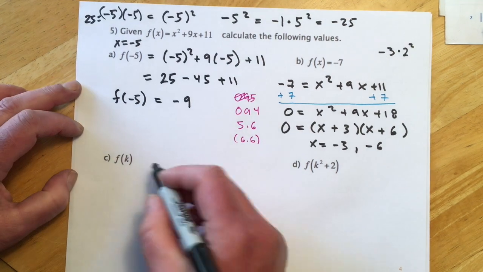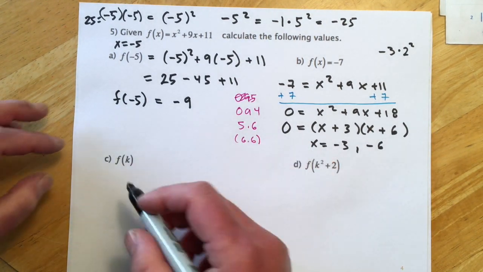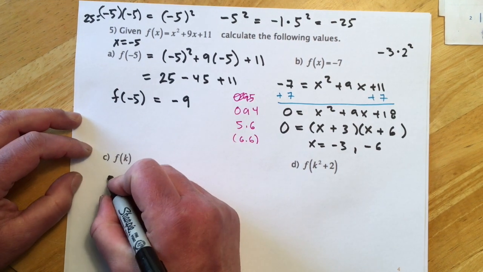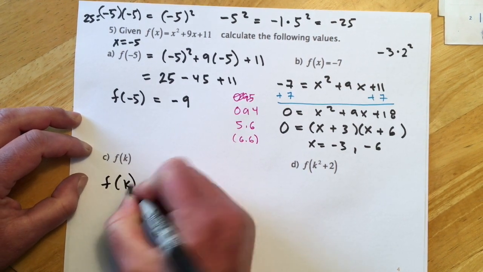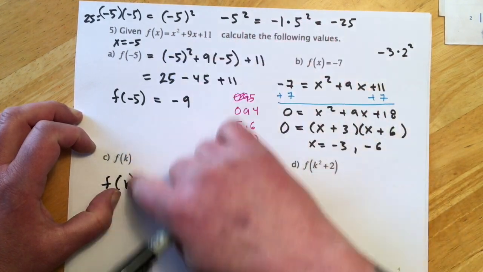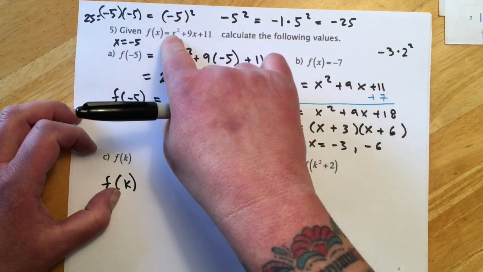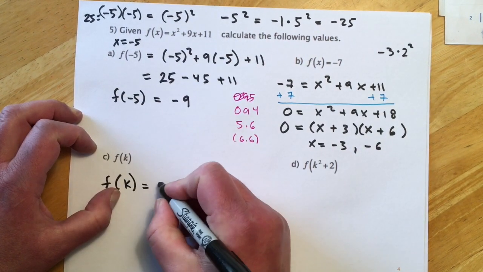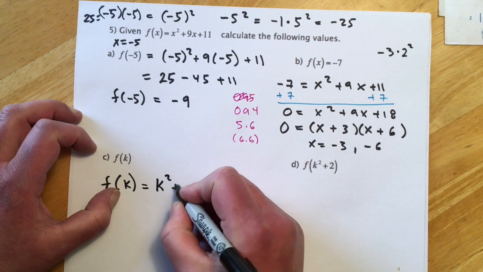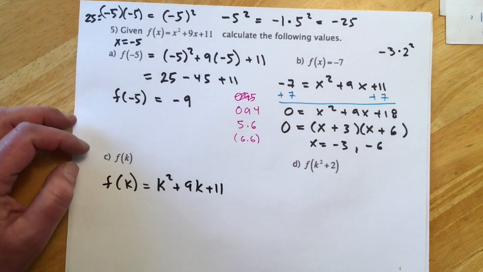For C, f of k, why we would ever want to do this, we actually do want to do this sometimes, it's basically just a variable change. So f of k is just going to equal this equation, but instead of x's, it'll be k's. Whatever goes in here is the new x. So when it was negative 5, it just became negative 5. Now it's k. So it's just going to be k squared plus 9k plus 11.